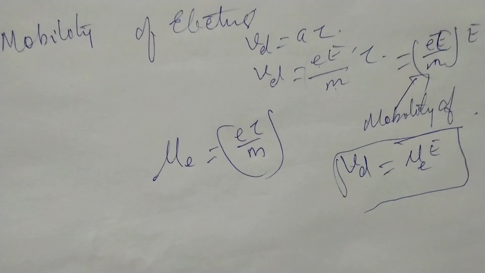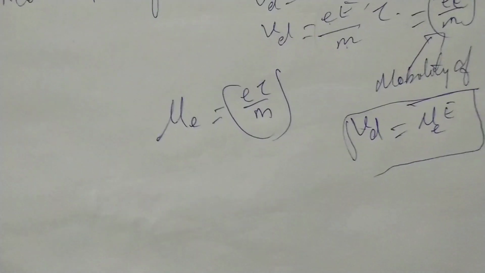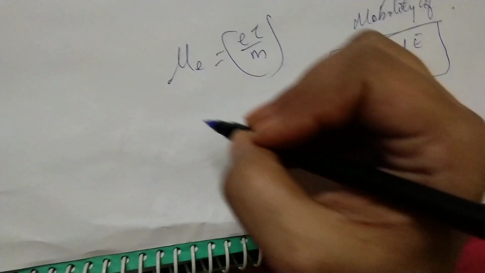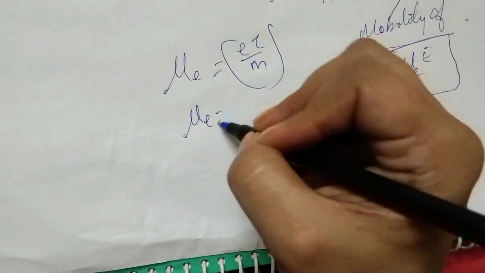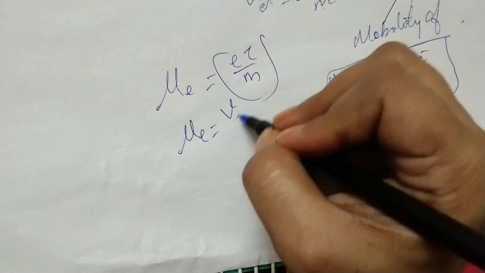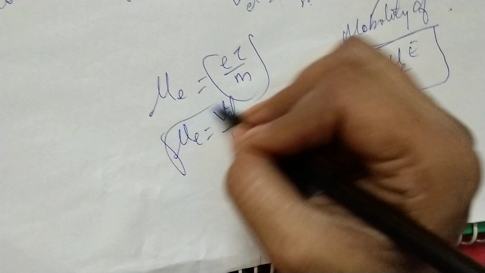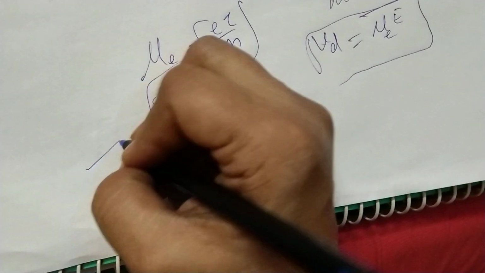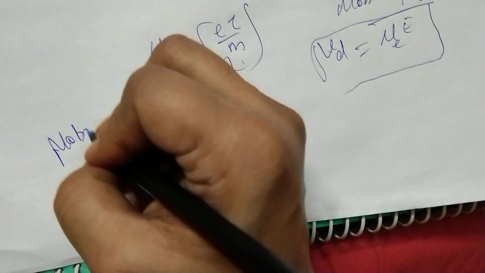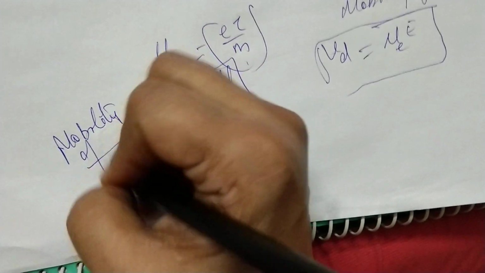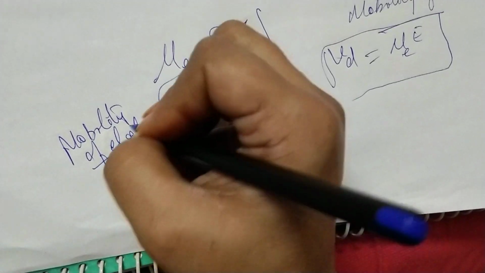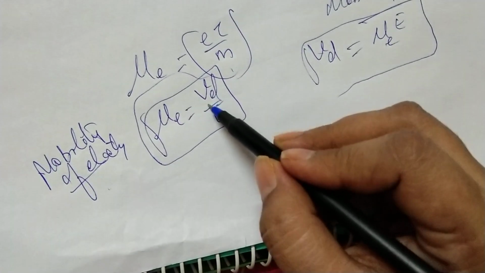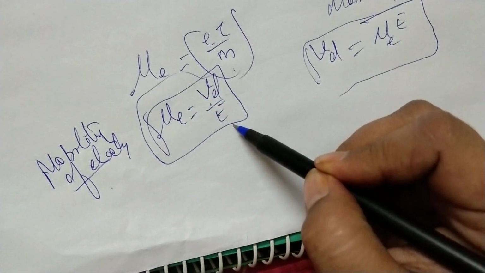Or we can write mu = vd by E. So this is one of the relations that we have got for the mobility of electrons, and how it is related to the drift velocity.